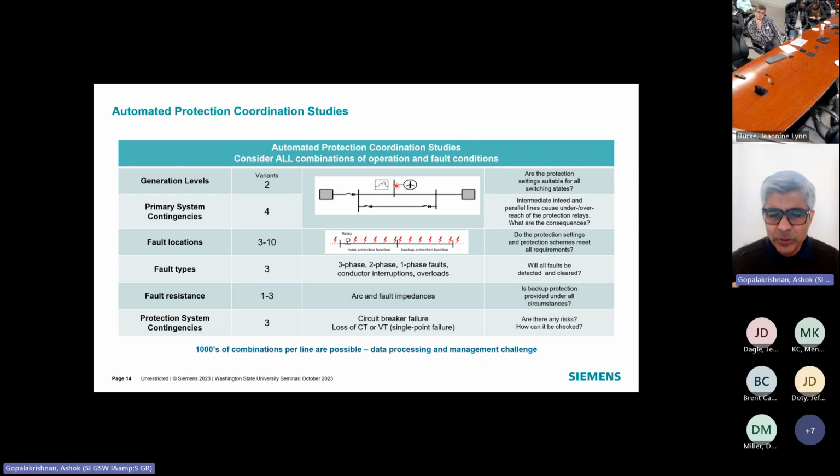Now, why do we do these contingency studies? It's because you have a system normal condition, where the system normally operates, but there will always be situations where some line is out of service for maintenance, or some generation or transformer is out of service for maintenance. And with those outage contingencies in place, you want to be sure that the protection system still operates properly and still is able to clear the fault.